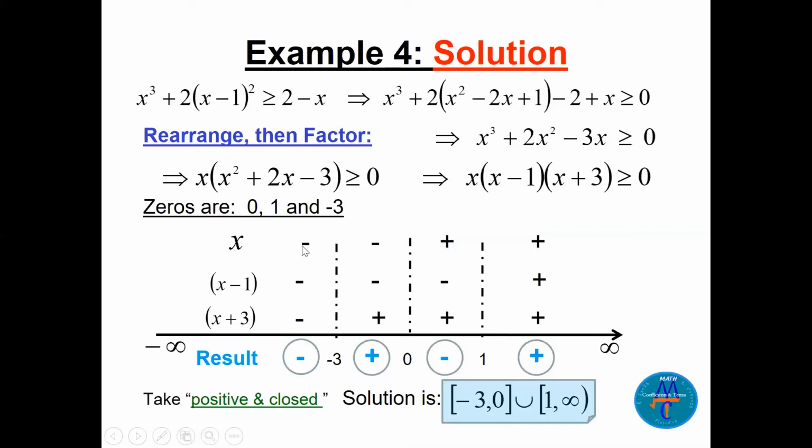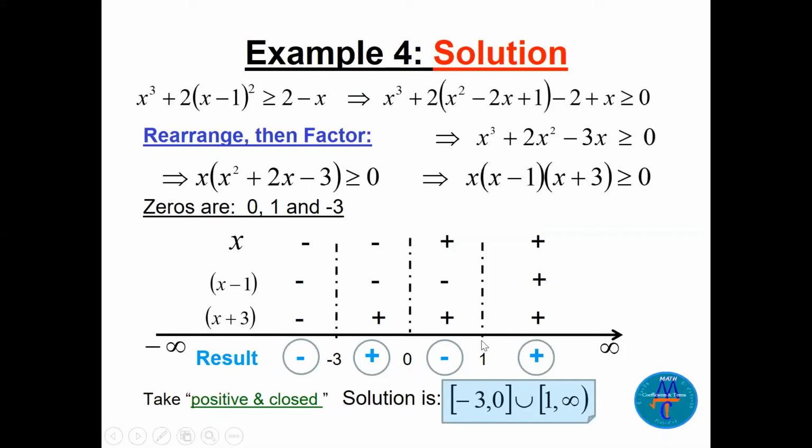Replace it in the x, you will get all negative. Take a number between -3 and 0. Let's take -1, okay. So there comes minus, minus, and plus. Between 0 and 1, take half. Just put here half. Half -1 is negative, half plus 3 is positive.